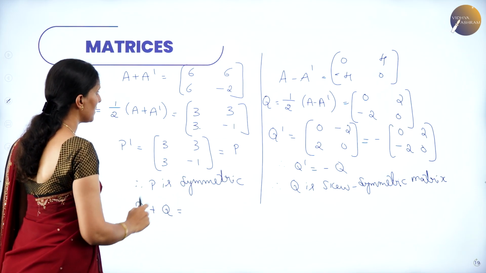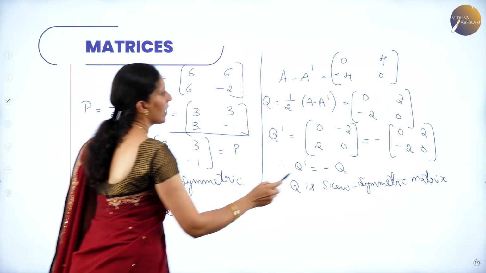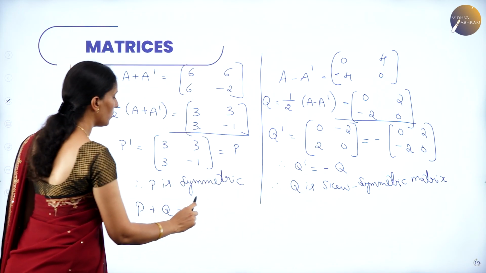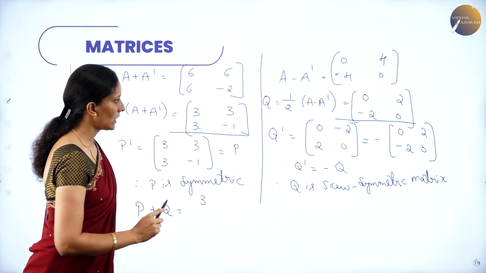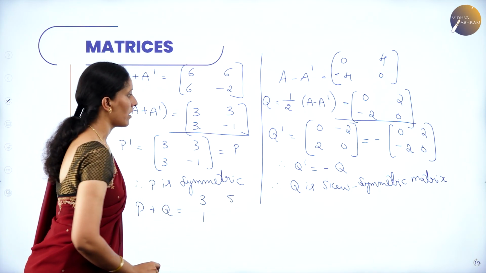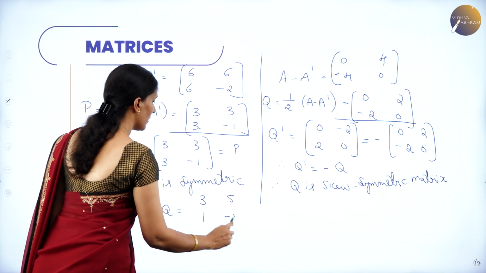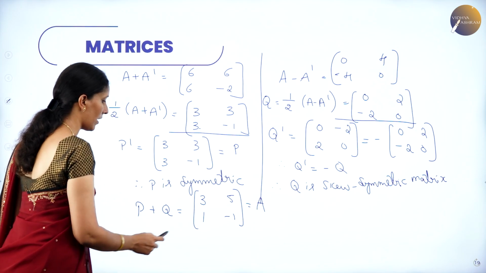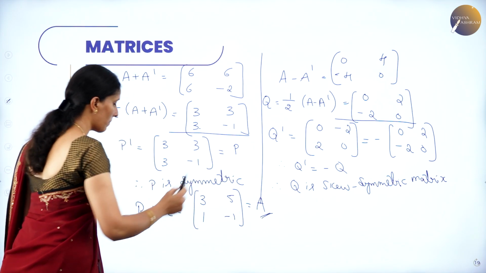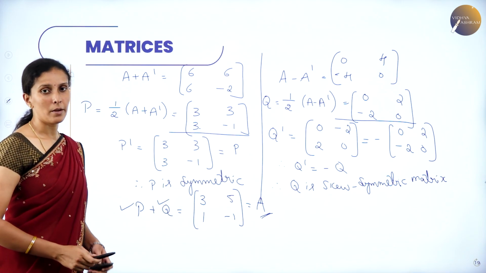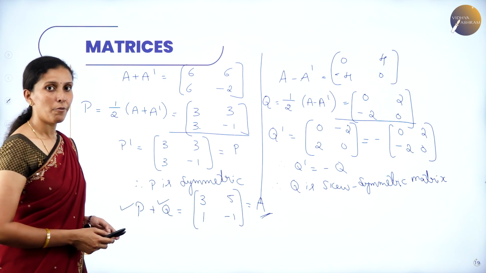Now let's add P plus Q. So this is our P and this is our Q. So let's add it. 3 plus 0, 3. Next 3 plus 2, 5. 3 plus minus 2, 1. Minus 1 plus 0, minus 1. So what is this? This is actually our matrix A. Hence, matrix A can be expressed as a sum of symmetric as well as skew symmetric matrix. Hence, we have proved it.